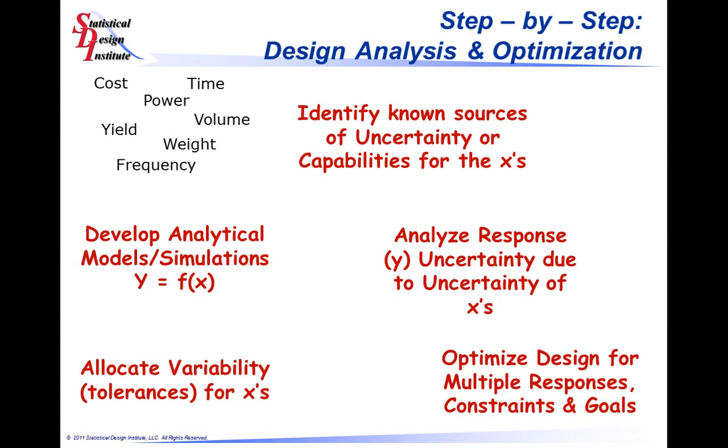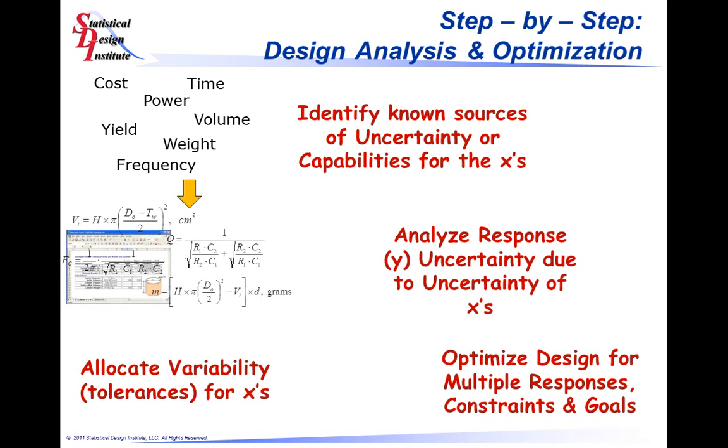Well, first off, let's identify what our key requirements are. They could be basically anything: cost, power, time to some event, volumes, weight, frequency, yield, whatever it may be, anything that's a product or process result that we need to achieve. Then for that particular result, think about how it will be obtained and whether we can express it mathematically.